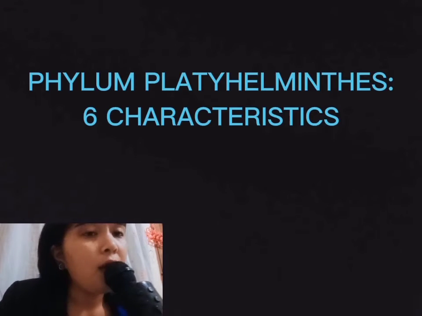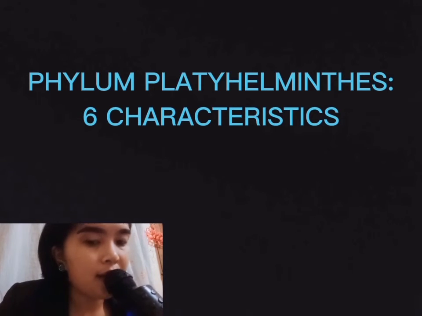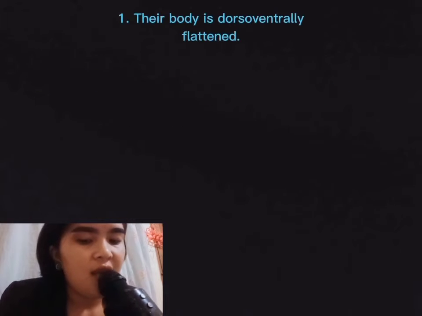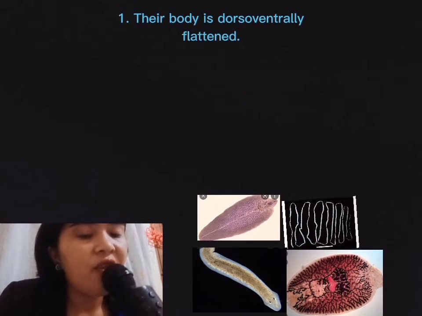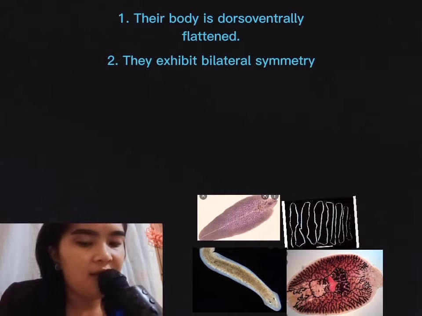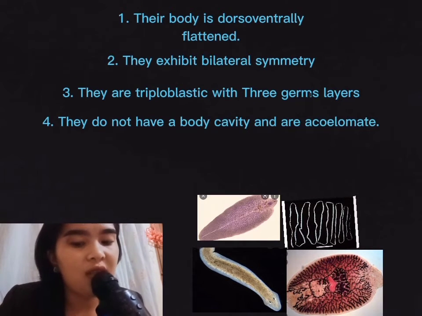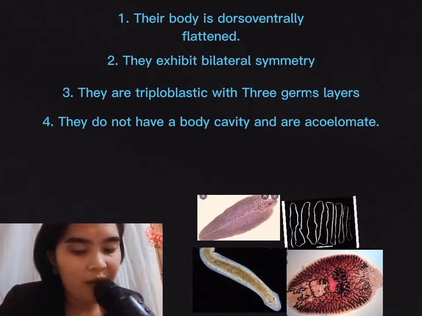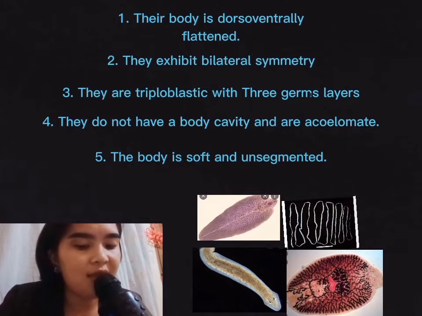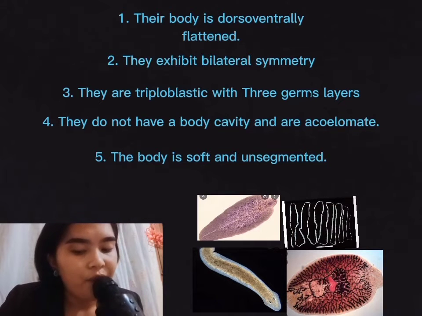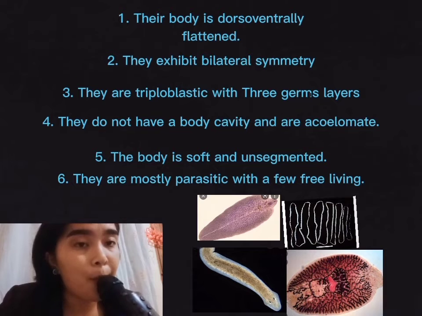The phylum Platyhelminthes has six characteristics. The first is their body is dorsoventrally flattened. The second is they exhibit bilateral symmetry. Third, they are triploblastic with three germ layers. The fourth is they do not have a body cavity and are acoelomate. The fifth is the body is soft and unsegmented. The last is they are mostly parasitic with a few free-living.